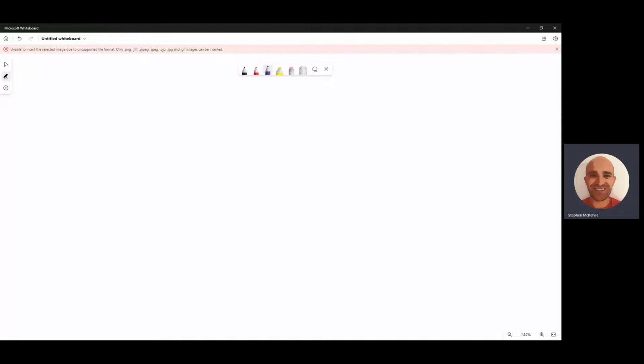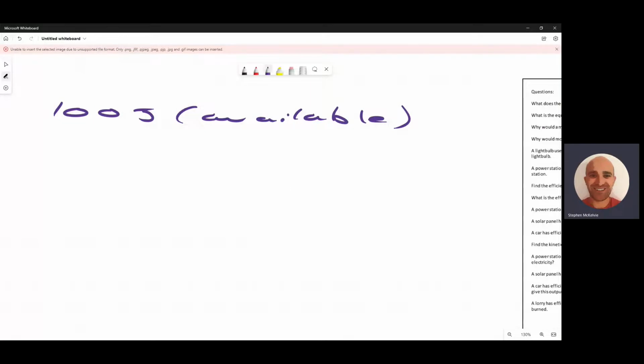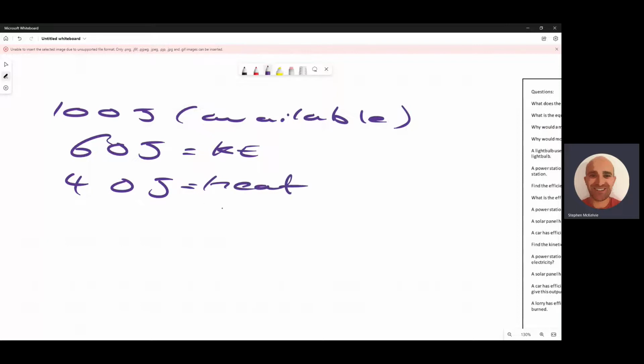We should have gone over efficiency with Miss Calvert yesterday. I just want to do a quick recap of that so that you know what you have to do for today's lesson. If I have 100 joules of energy available in a system, let's say a car, and we use 60 of those joules for kinetic energy as we are driving, and 40 joules are wasted as heat energy from the engine, then the 60 joules we would call useful energy. The 40 joules isn't being used for something that we want our car to do, which is move forward, so we call this waste energy.